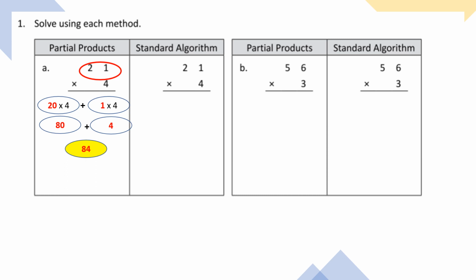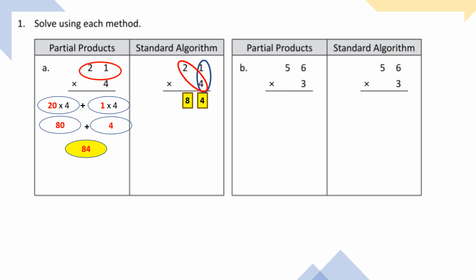Now we're going to solve it using the standard algorithm. So we're going to start by multiplying 4 times 1. Well, 4 times 1 is 4. Then we're going to multiply 4 times 2. And 4 times 2 is 8. And you see we have the same answer of 84.